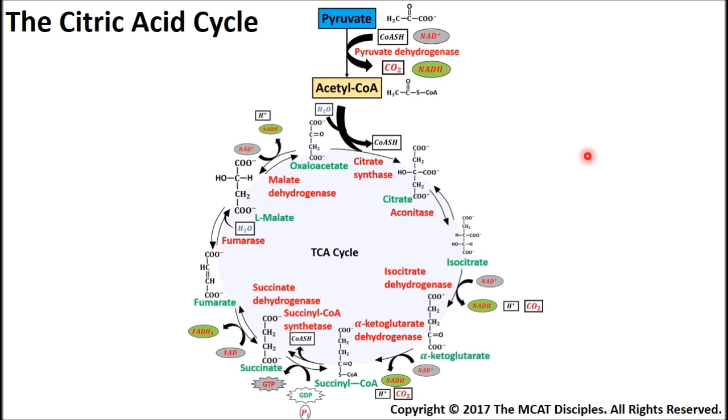All right, we went through isocitrate. We converted isocitrate via isocitrate dehydrogenase to alpha-ketoglutarate, and we formed NADH and CO2. Now we can take alpha-ketoglutarate via alpha-ketoglutarate dehydrogenase to form NADH and CO2 and succinyl CoA.